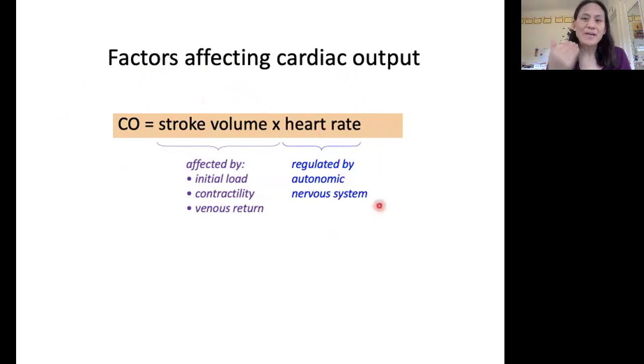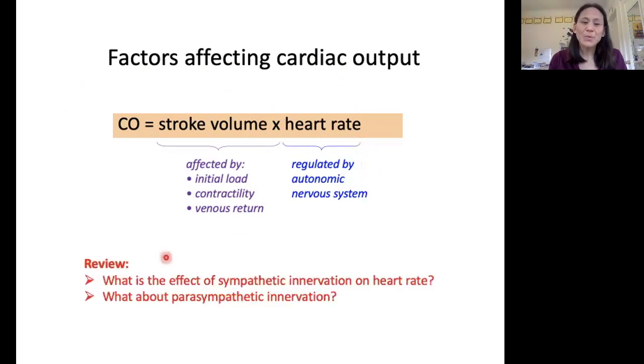Okay, so as I already mentioned before in this lecture, heart rate is regulated by the autonomic nervous system. And I just want you to take a moment now to remind yourselves, what is the effect of sympathetic innervation on heart rate? What is the effect of parasympathetic innervation on heart rate? Okay, so just take a moment. I'll give you a few seconds.